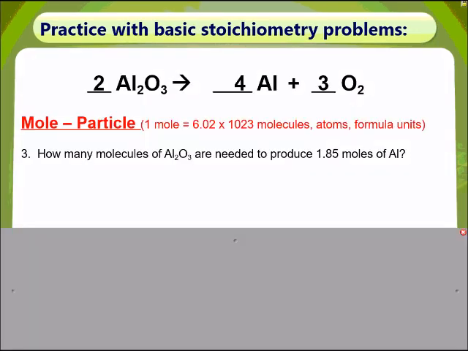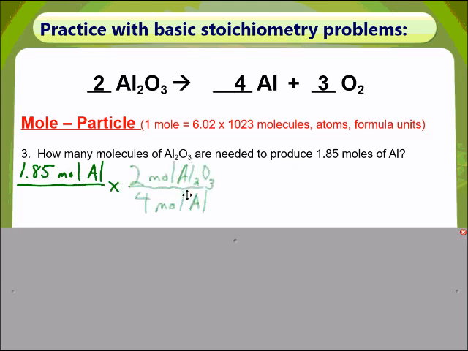Okay, our next example is a mole to particle problem. How many molecules of aluminum oxide are needed to produce 1.85 moles of aluminum? So our given is right here, 1.85 moles of aluminum. Now step 1 is convert the given into moles. That's already been done for us, so we get to skip step 1. We go to step 2, our mole-to-mole ratio. So we're going to convert moles of aluminum to moles of aluminum oxide.